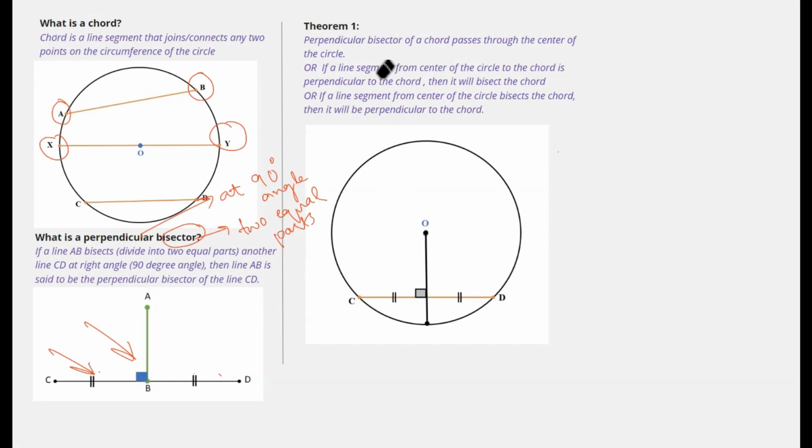This theorem is stated in different ways in different texts. I've tried to narrate all the possible ways. So the first one is: the perpendicular bisector of the chord passes through the center of the circle. This means if you look at the figure, I call this point X. If OX is the perpendicular bisector, then it will pass through this point O, which is basically the center of your circle.